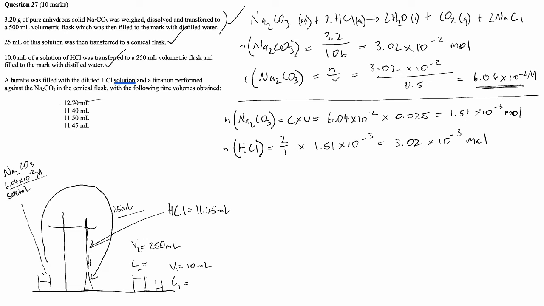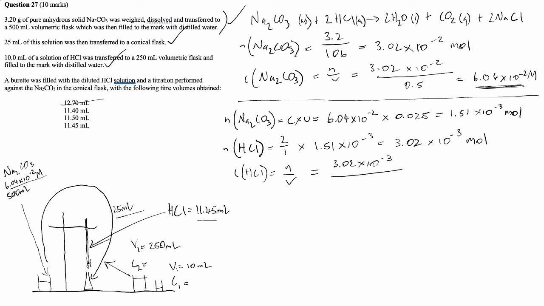Lovely. So now we've got the number of moles of HCl. We can go ahead now and do concentration. So our concentration, and this will be, because we put our dilute HCl into the burette, this is going to give us concentration 2 here. So our concentration of HCl is C equals N over V, moles per litre. We had 3.02 times 10 to the negative 3 over, and what was our mean titer?